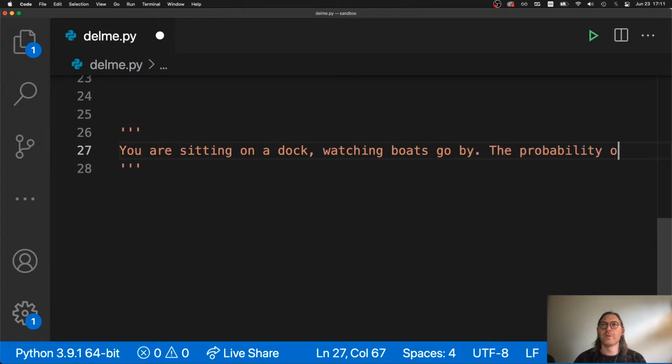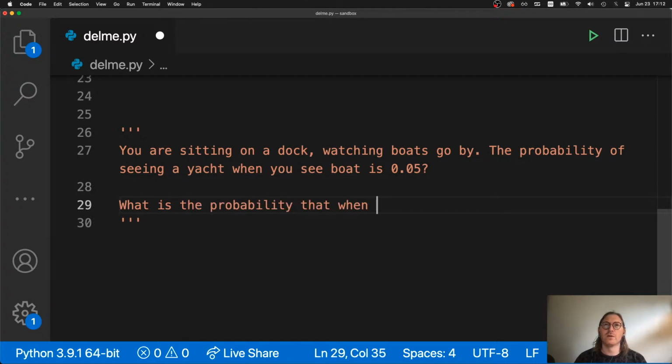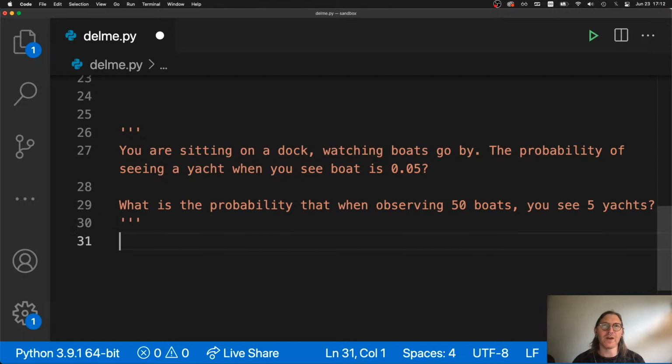The probability of seeing a yacht, when you see a boat and you're like, that's a yacht, let's say is 0.05. What is the probability that when observing 50 boats, you see 5 yachts? Exactly 5 yachts. This is a binomial PMF problem.